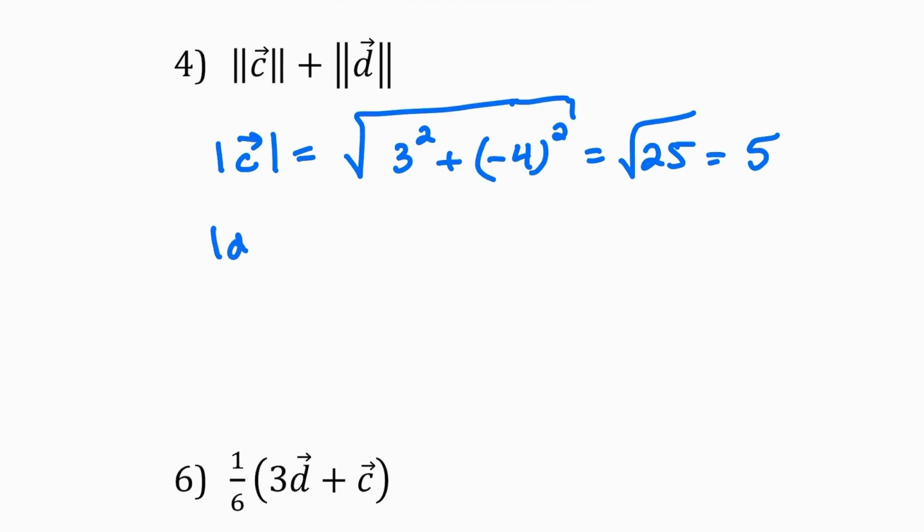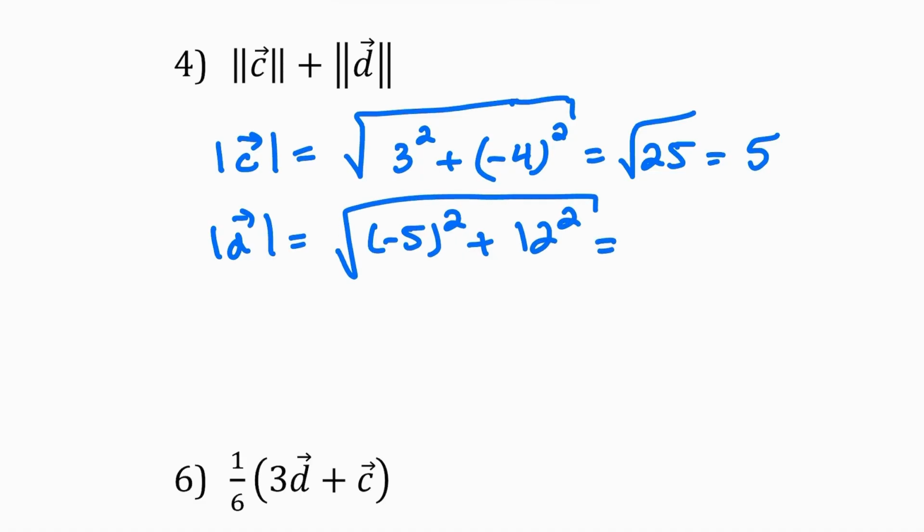What about vector d? If you look for the magnitude of that, we have negative 5 for our x and positive 12 for our y. If I square those and take the square root, negative 5 squared is 25, 12 squared is 144, so then you get 169 inside the square root, which is simply 13. So that means the magnitude of vector c is 5, and the magnitude of vector d is 13.